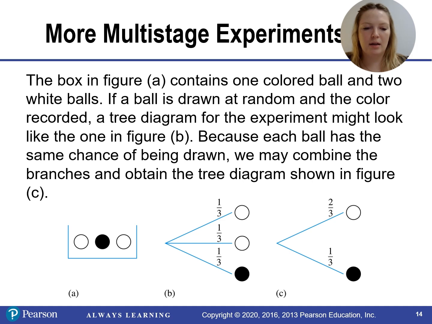All right, so if we think more about these multi-stage experiments, we have different situations. Say we have a situation where we have 3 balls in a box, 2 are white, 1 is black. Then if we're going to draw one at random, the probability of getting this white ball is 1/3. Probability of getting this white ball is also 1/3. Probability of getting the black ball is 1/3. So we could either draw our tree diagram like this, or we could combine those white balls together to say the probability of getting a white ball is 2/3, probability of getting a black ball is 1/3.